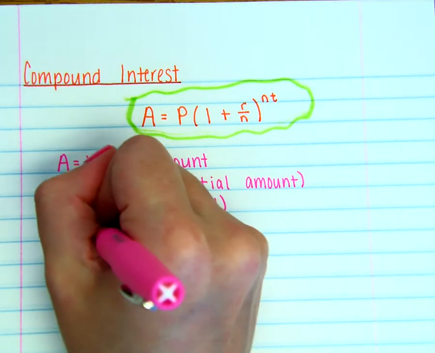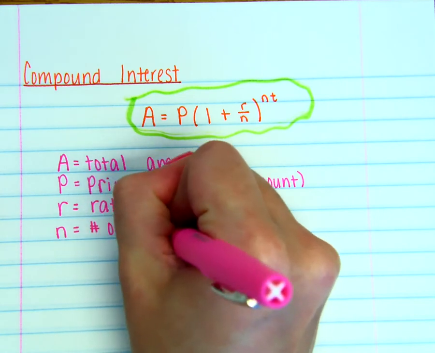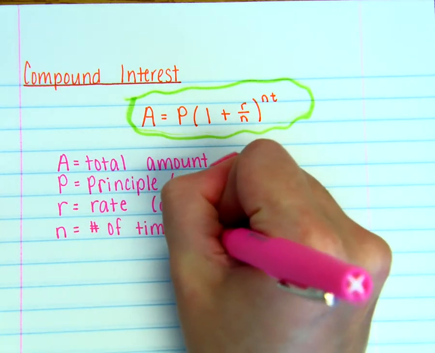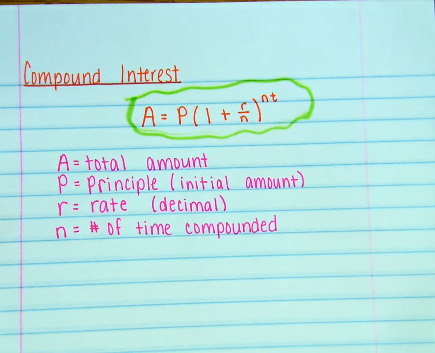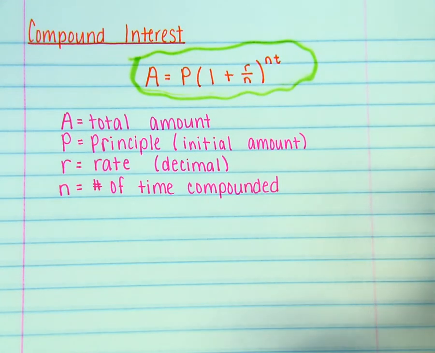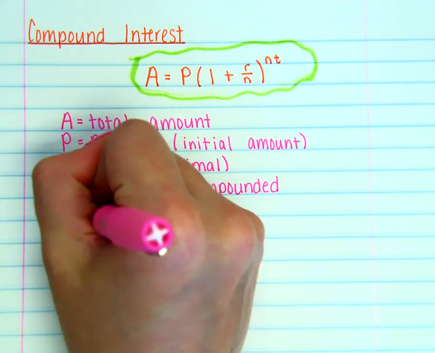N stands for the number of times that it is what's called compounded. Compounded means when it gets the money added into the account. How often are they going to put money into your account? And T stands for time.